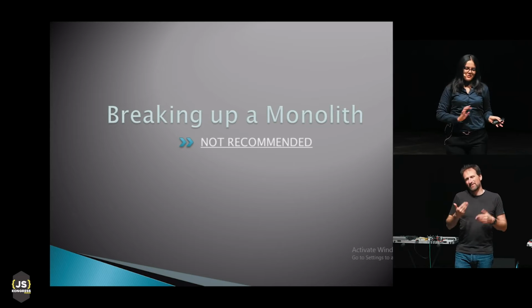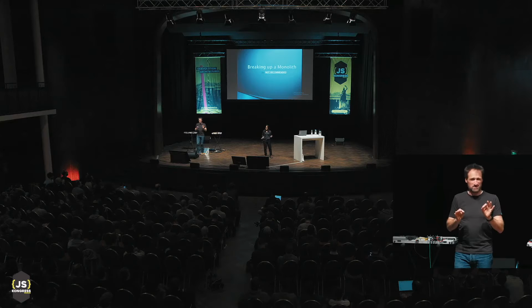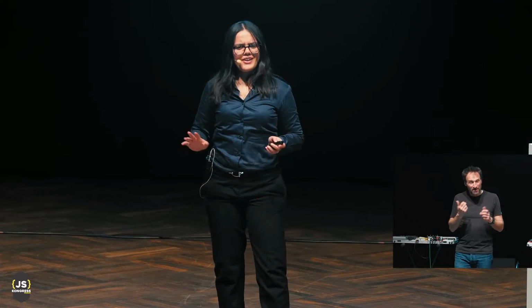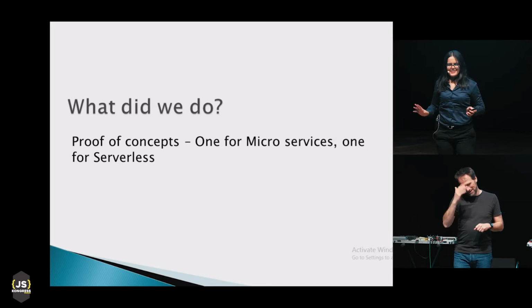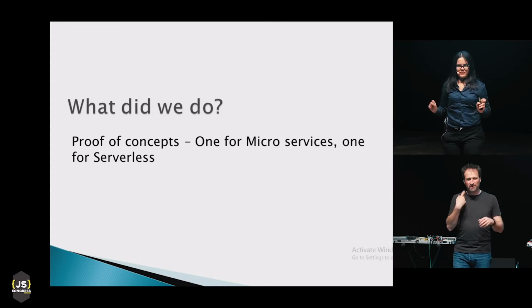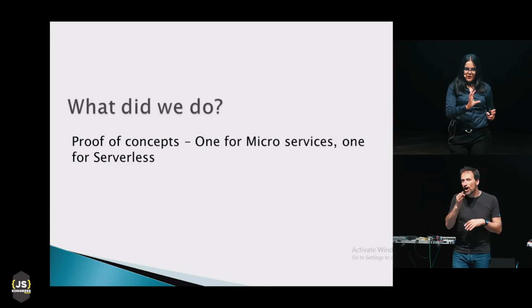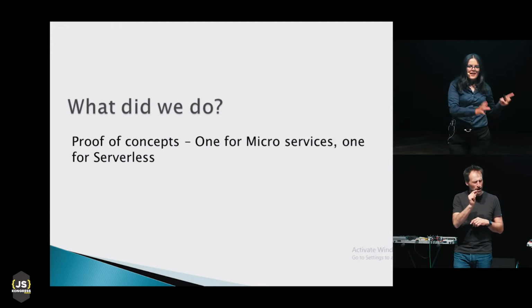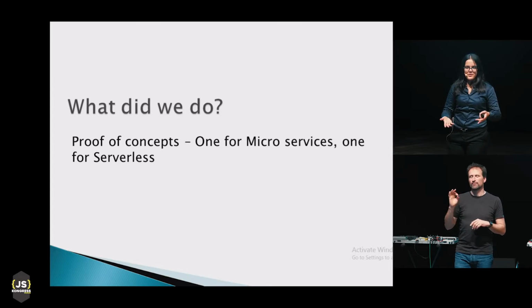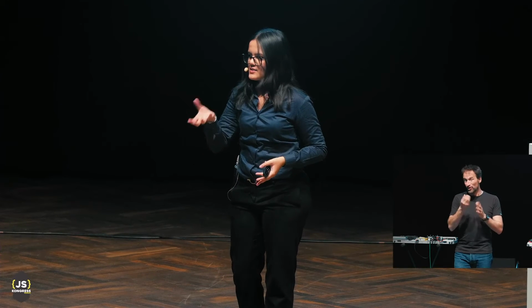But no, we took the first step. We were enchanted by the rabbit. We looked at the rabbit hole and we thought, it's only 1 foot. We can do this. We could not do this. So what did we do? We are not crazy people. We did not one day decide to break up a monolith. We are smart people who decided to do a proof of concept. One small proof of concept for a microservice and another one for serverless. And as proof of concepts go, they worked out pretty well because they're small.